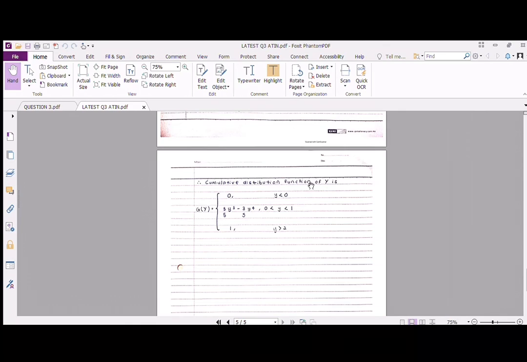The cumulative distribution function of y, which is our capital G, is this. This capital letter represents the cumulative distribution function, this is our product after the integration, and this is the part where we divided earlier before answering this question. So this is the final answer.